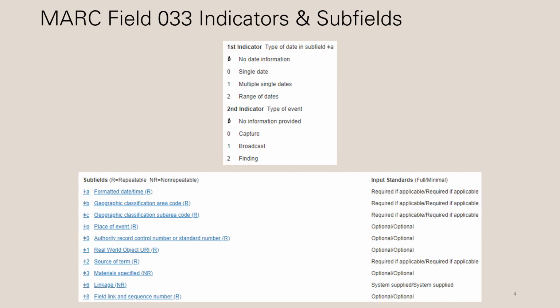Subfield 6 is for linkage. It is not repeatable and is system supplied. Data that link fields when non-Latin script is entered. This subfield is system supplied and does not appear in OCLC online displays. Do not manually add subfield 6. For more information about subfield 6, see control subfields. Subfield 8 is for the field link and sequence number. It is repeatable but optional. For information about subfield 8, see the control subfields.